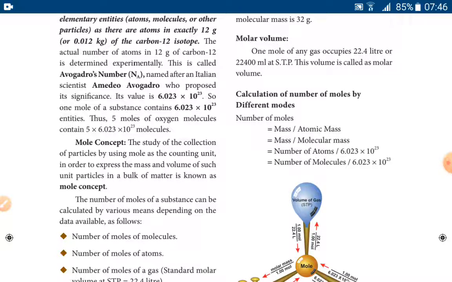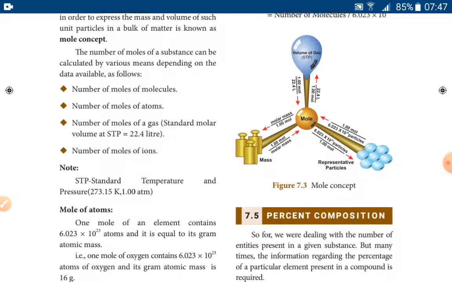And the third formula, number of moles equals number of atoms divided by Avogadro number. And the fourth formula, if you are given the number of molecules and you are asked to find the number of moles, number of moles equals number of molecules divided by Avogadro number. So there are 4 formulas. Also there are some other derived formulas from these.